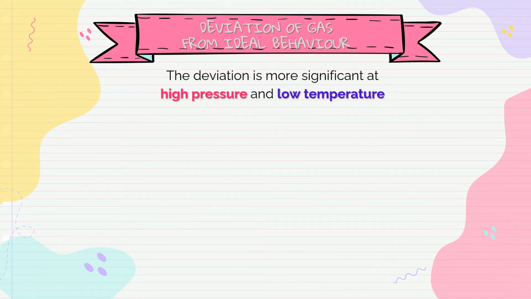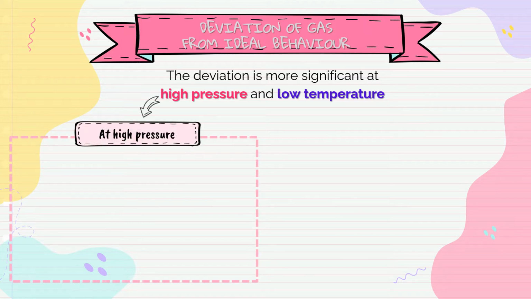The deviation of the gas from ideal behavior is more significant at two conditions, at high pressure and at low temperature. Okay, pada dua keadaan ni, the real gas, dia akan menjauhi ideal gas behavior. Makin jauh dia daripada ideal gas behavior. So, kita tengok satu persatu. Apa berlaku pada high pressure? Okay, so at high pressure, kita akan kaitkan dengan volume. Okay, ingat lagi awak punya Boyle's law?